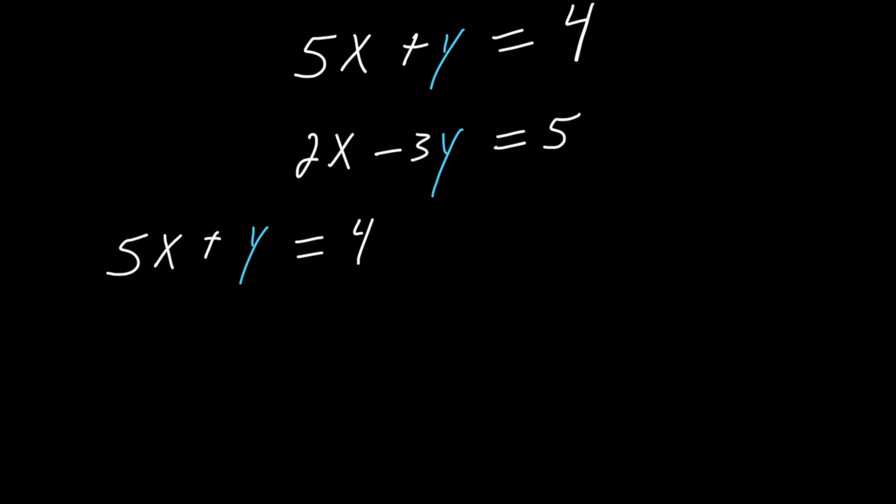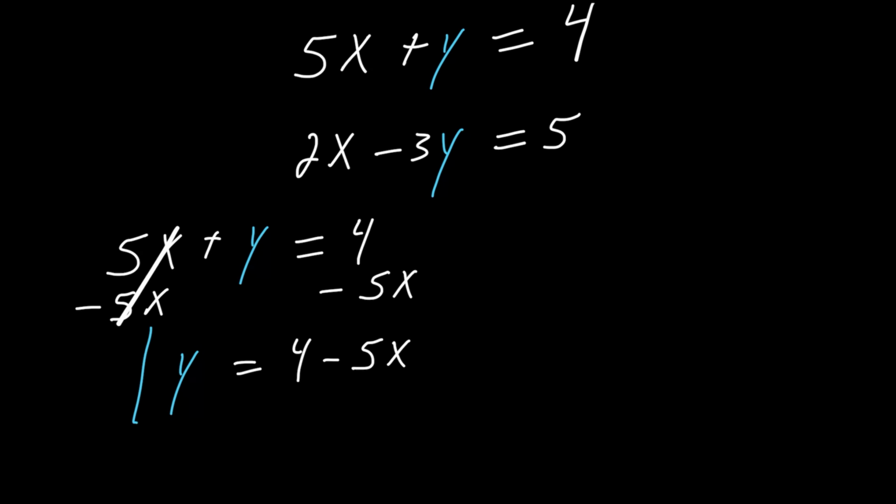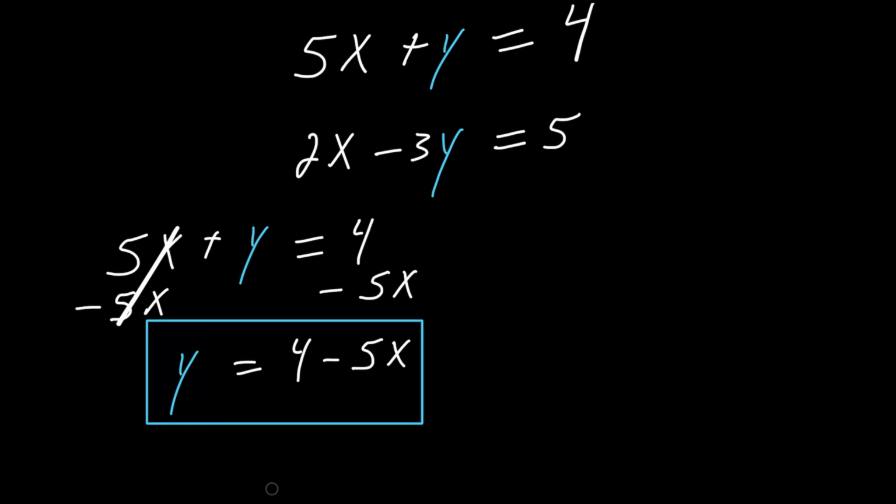And in order to isolate that y, I've got to subtract 5x from this side. And anything you do to one side, you must do to the other side. Those cancel out. I am left with y equals 4 minus 5x. So this right over here is our value for y. And just like in the other example, we're going to use this to solve for x.